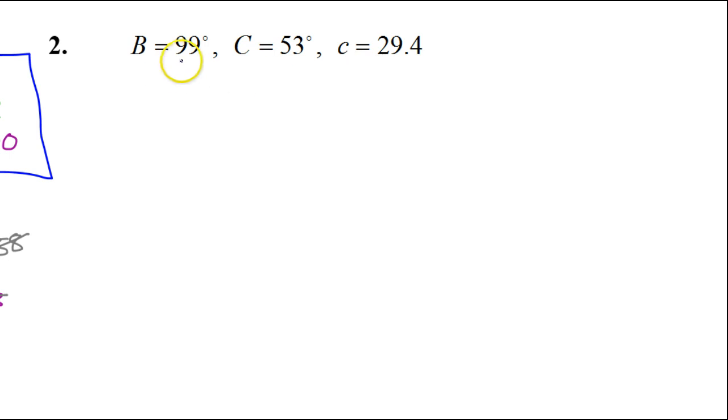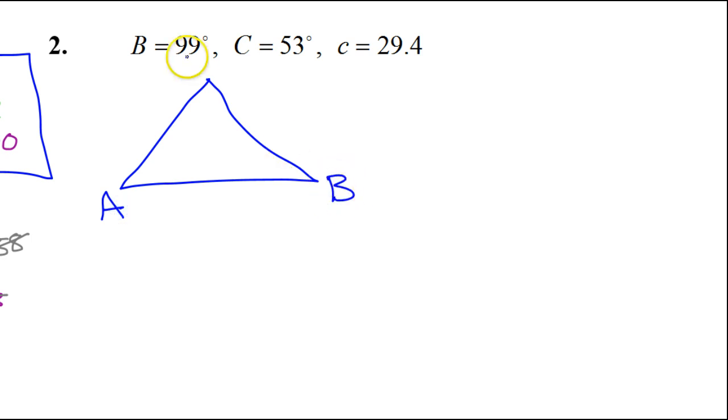Triangle number 2 is pretty much the same thing. I have two angles and a side. So I know this is going to be law of sines, and I know this is not going to be the ambiguous case. So it really doesn't matter how I draw the triangle, because I know it's going to form a triangle, and I know it's going to form only one triangle.